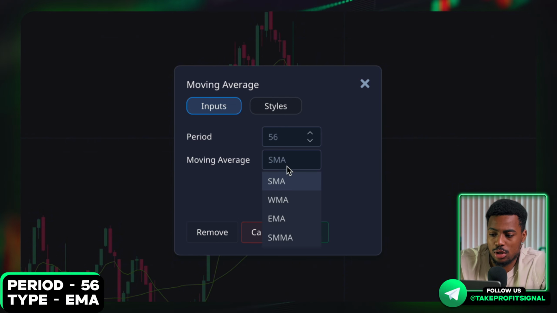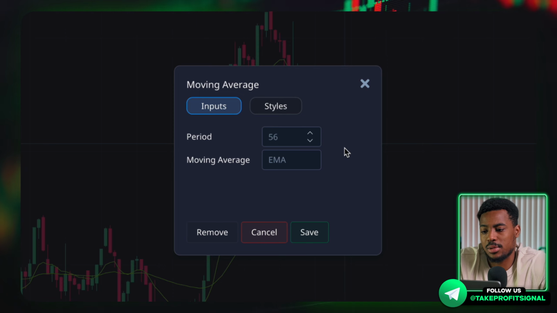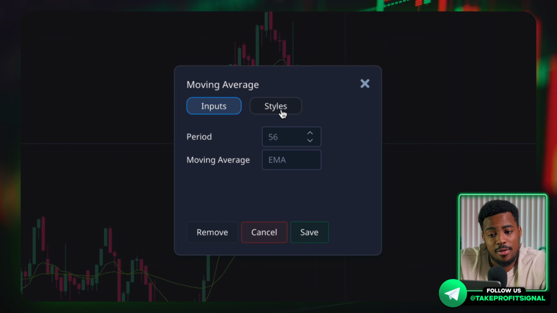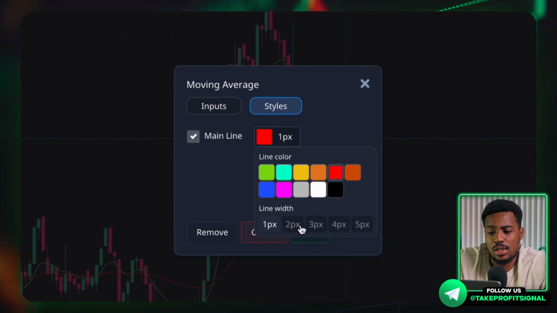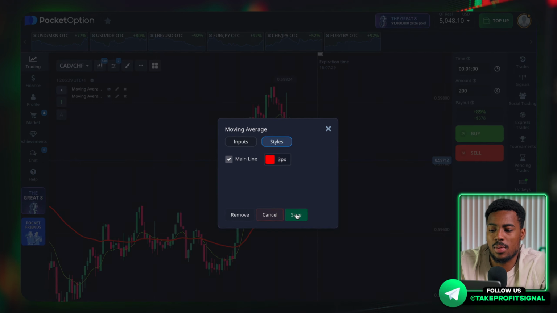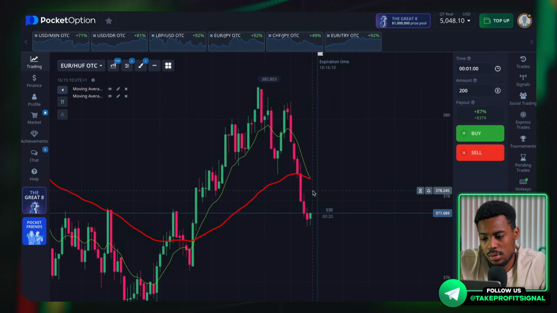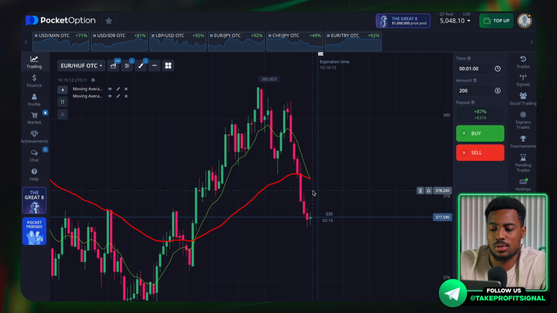We change the period to 56. We also change the indicator type to EMA. If you do not do this, your strategy will not work. In the styles, we make this line different from the first line. So here you can customize everything at your discretion. So we have talked about setting up the indicators.